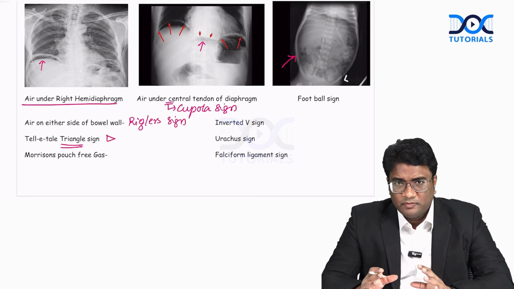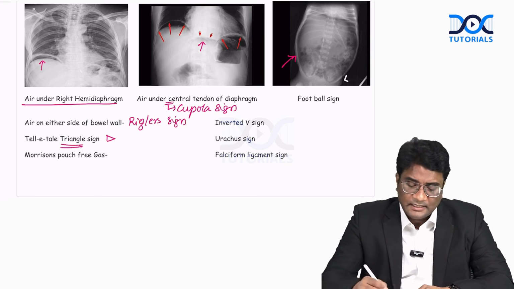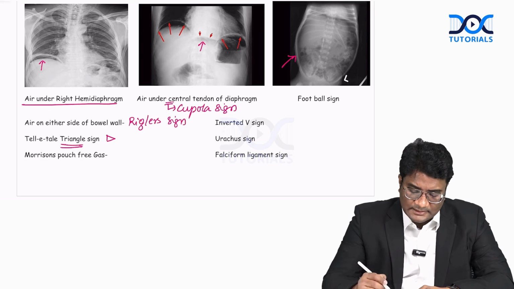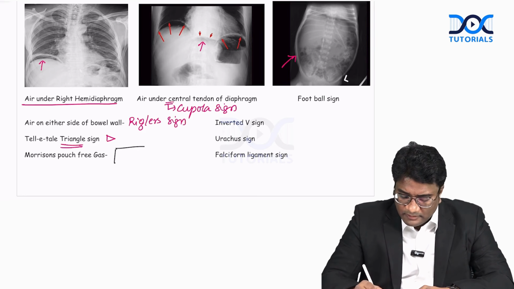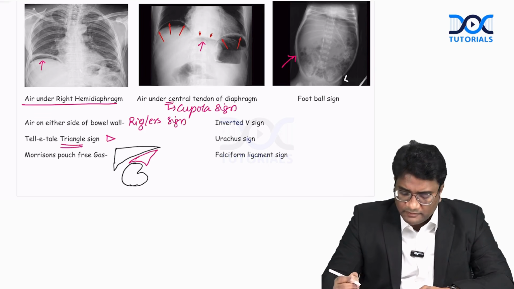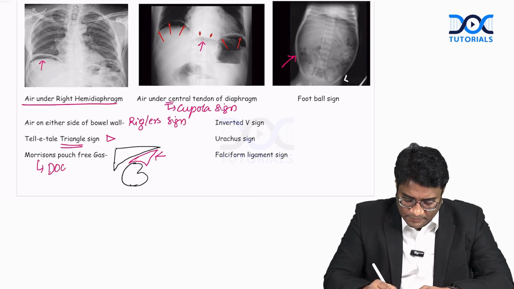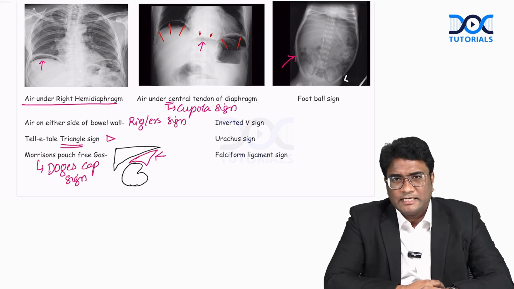None of the bowel loops is triangular in shape. So when you see a triangular air pocket, it is not luminal air, it is extraluminal air. This is suggestive of hollow viscus perforation, telltale triangle sign. And Morrison's free gas is, imagine between the liver and the kidney, you are having air collected. That is, in Morrison's pouch, you have free gas. This appears like a cap called Doge's cap sign. So Doge's cap sign is Morrison's free gas, also seen in case of hollow viscus perforation or pneumoperitoneum.